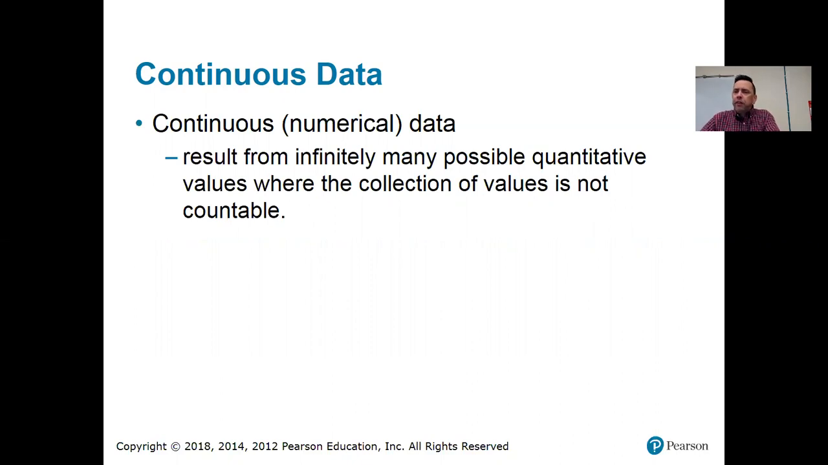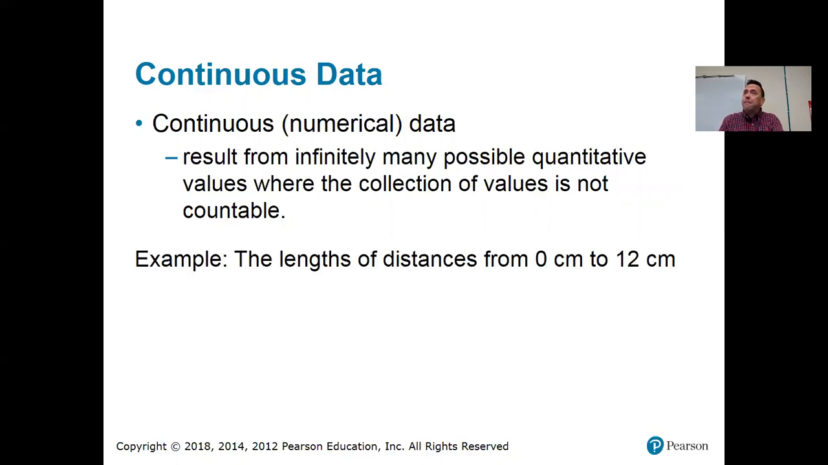So continuous data result from infinitely many possible quantitative values where the collection of values is not countable. You would not be able to put them in a list. All right, and that usually happens with measurements. The lengths of distances from 0 to 12 centimeters would be continuous because it can be absolutely anything along that spectrum. It could be 6, it could be 9, but it could also be 5.84, 7.21, 11 1/8. You understand the difference?